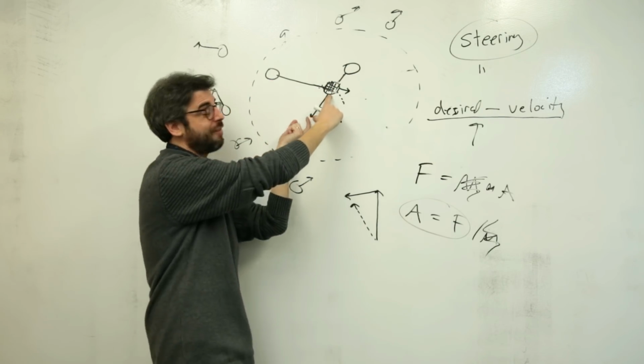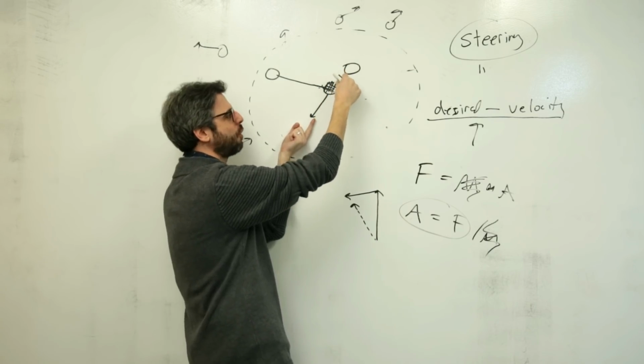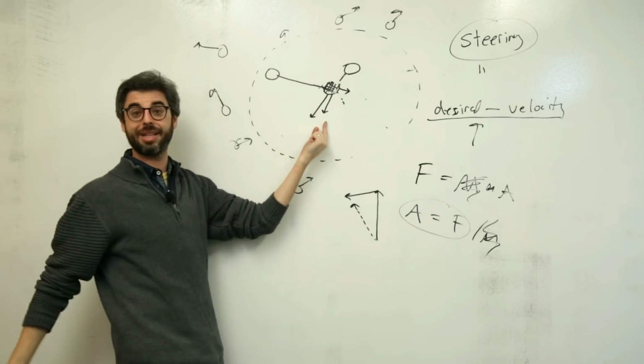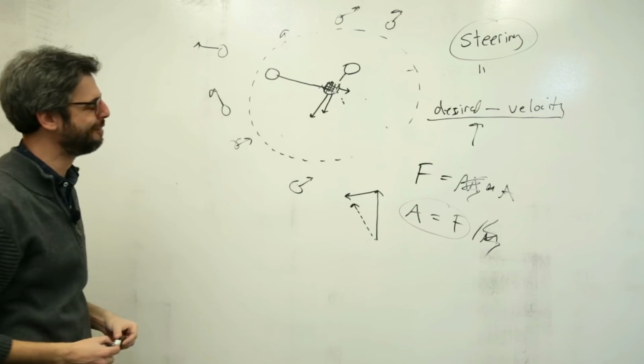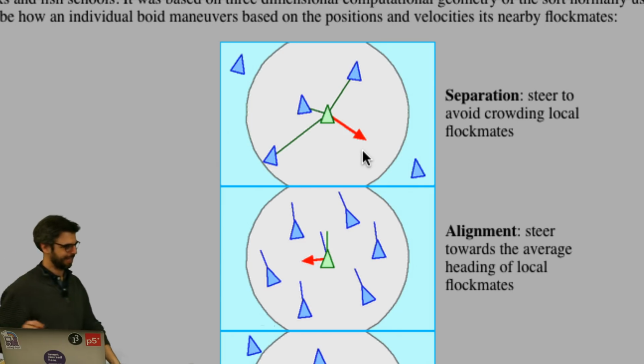So the magnitude of the vector is inversely proportional to the distance of the local flock mate. And so this might end up with a desired velocity of something like this if I'm averaging those two together. Okay, so let's see if we can implement that. Not going to be super easy, but let's do it.